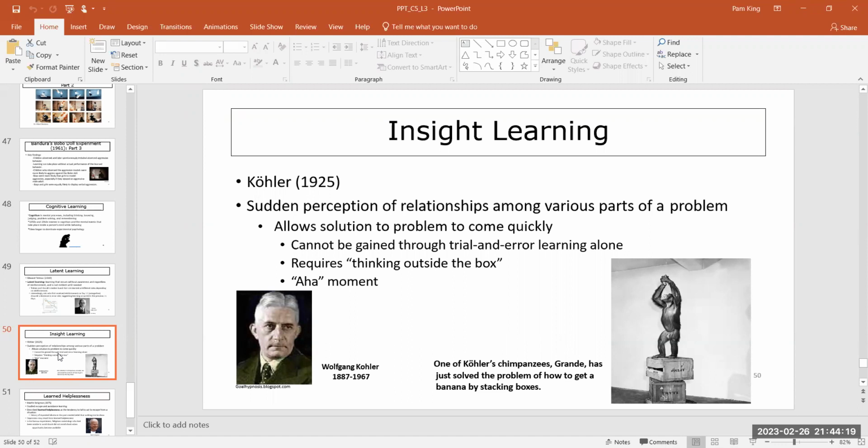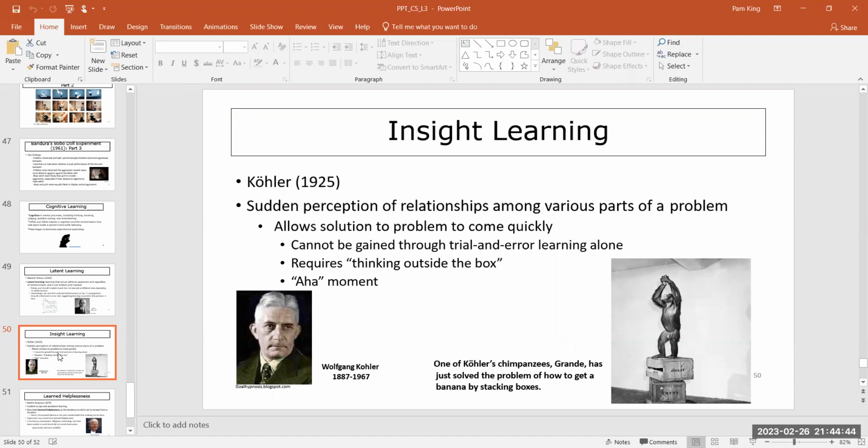Again, these were not things the chimps were familiar with from their environment, but it was the same scenario. Fruit was hung from the ceiling. Chimps could not reach it without help. The room was empty except for the fruit crate and the stick.